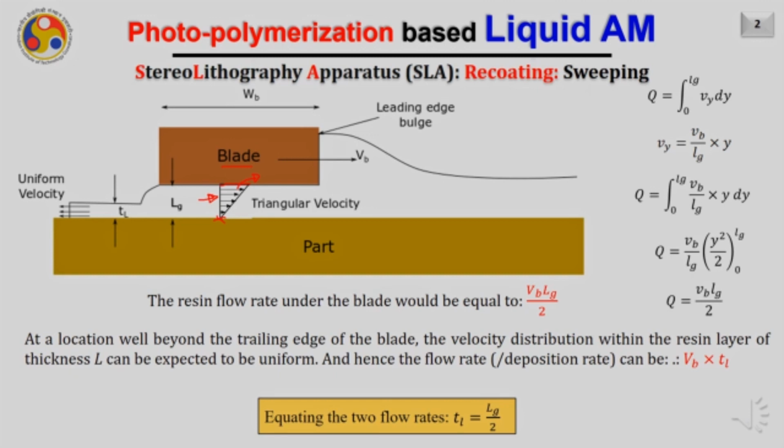While on the other hand, the layer will get deposited very far away. If you look at very far away, we can see as a whole that the layer is getting deposited with a rate of VB into TL, the mass flow rate or the deposition rate. So if we follow the law of conservation of mass, we will find that the flow rate in this zone which is very far away and in this zone which is under the blade should be equal. Now how can we find out the flow rate under the blade?